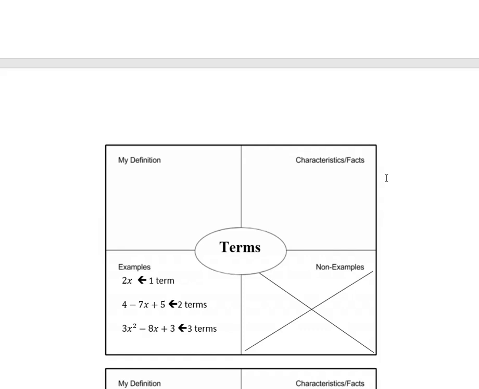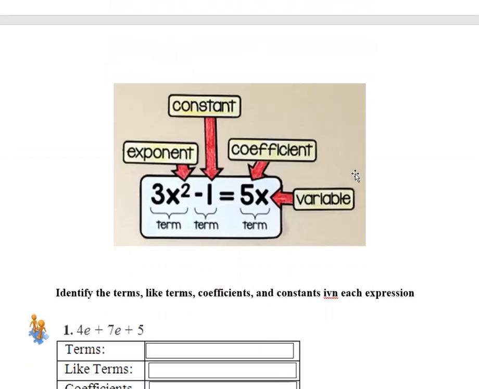Yes, there are some like terms in there, and once I combine those, or I can add 4 and positive 5 together, I would then only have 2 different terms or 2 types of terms in that expression. Nice job. All right, let's move down.